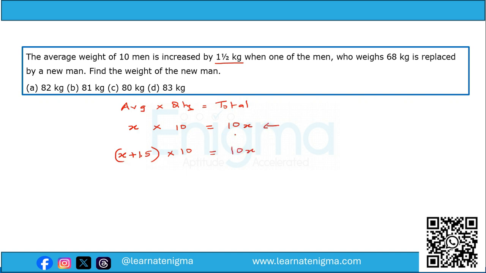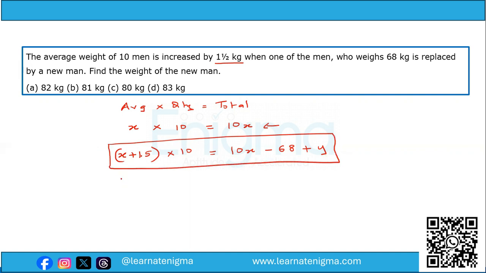Out of that, one man who weighs 68 kg has left the group and a new man has joined the group. Let's assume his weight as y. So this was the original weight of the group, 10x. The man who weighs 68 kg left, so we subtracted it, and a new man weighing y kg has joined the group. So therefore, we get this equation.